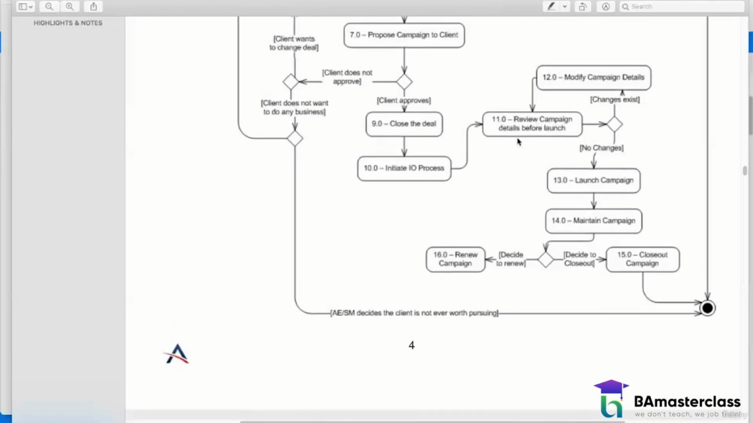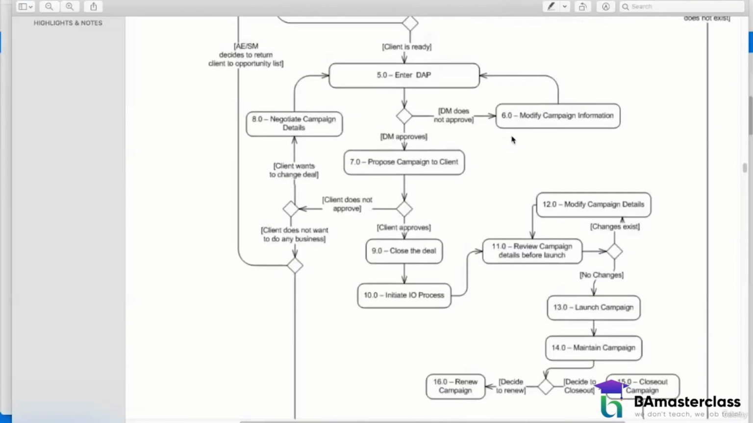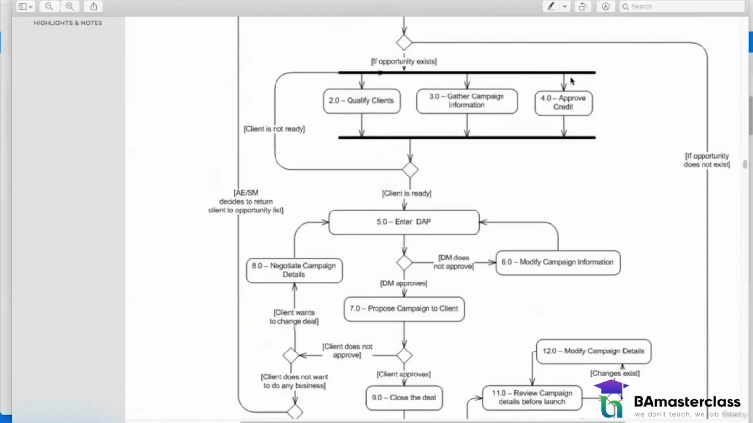What if I want to show that close the deal, initiate IO process, and review campaign details, they all happen in parallel? Then I can put them in a fork or a synchronization bar. So any activities which are in fork or synchronization bar, they always happen in parallel at the same time. That's what that means. Any questions?